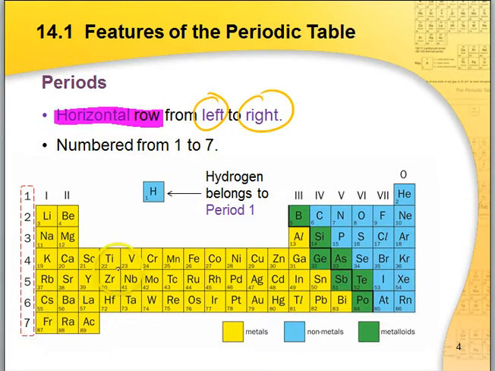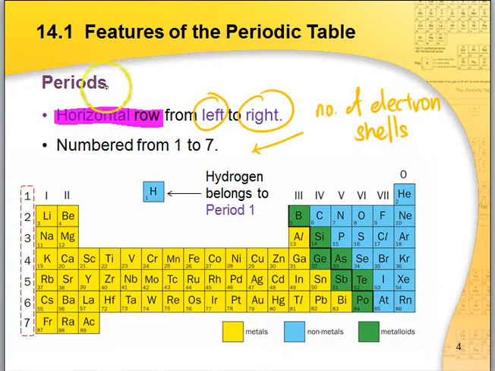Now, what does the period tell you? In actual fact, the period tells you the number of electron shells. We'll talk about this later on, but just take note, the period tells you the number of electron shells. So, first period, 1 electron shell. Second period, 2 electron shells, and so forth. So for the periods, take note, it tells you the number of electron shells.